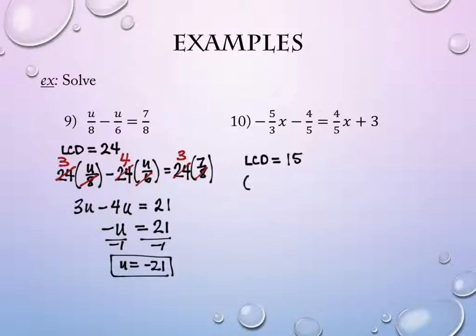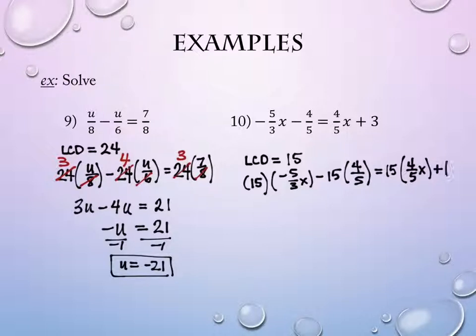So I have 15 times negative 5 over 3x minus 15 times 4 over 5 equals 15 times 4 over 5x plus 15 times 3.